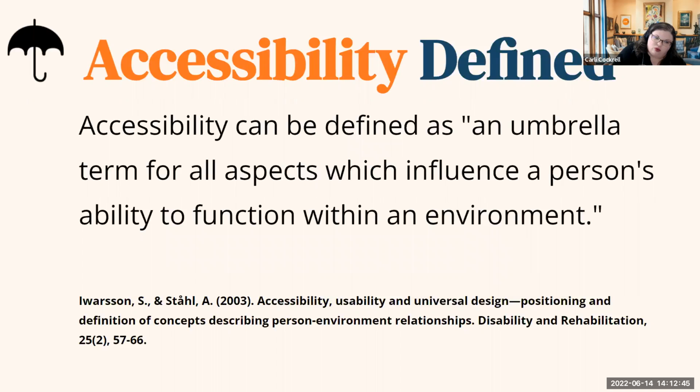So, according to Iwerson and Stahl, accessibility, in the terms that we're speaking about it today, can be defined as an umbrella term for all aspects which influence a person's ability to function within an environment. So let's think about that for a moment. Sometimes it's actually easier to take accessibility into the physical space, as that's where a lot of the accessibility work got its start. So in fact, sometimes the physical space is the one that gets the most attention, but we're hopefully making strides and moving it more into the digital space.